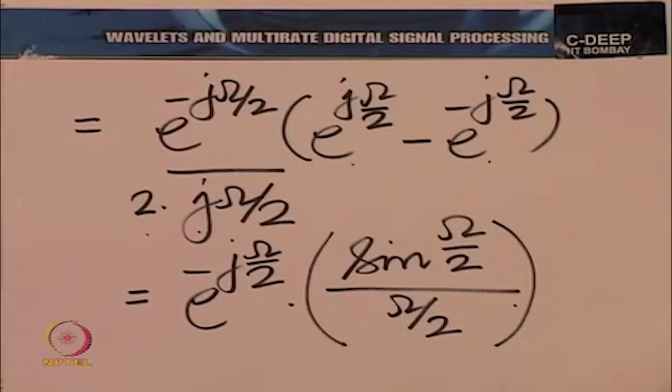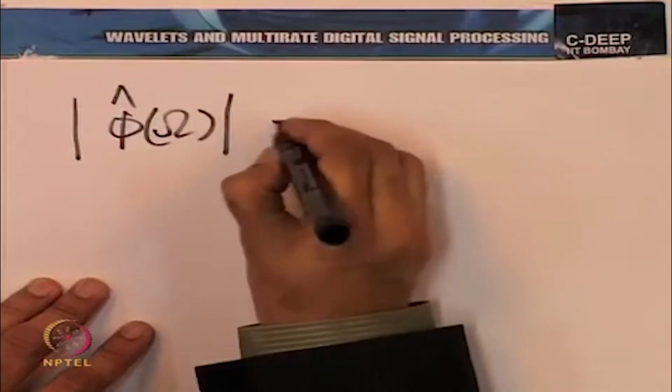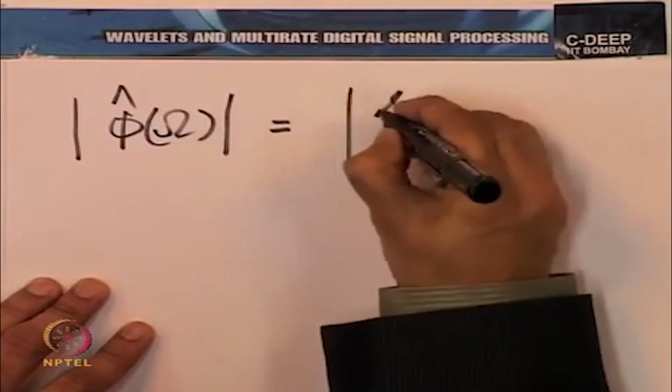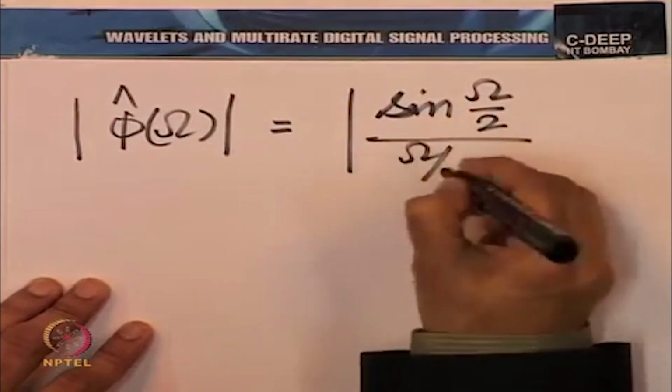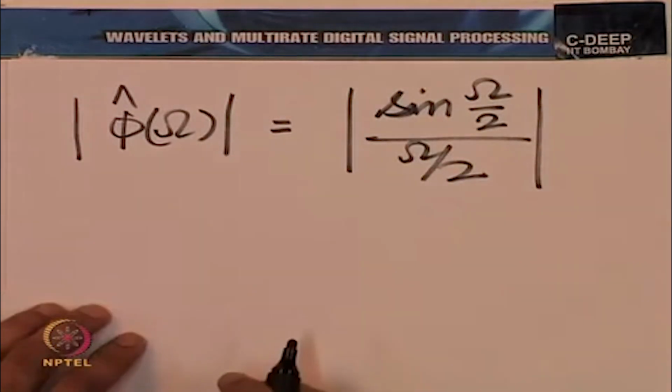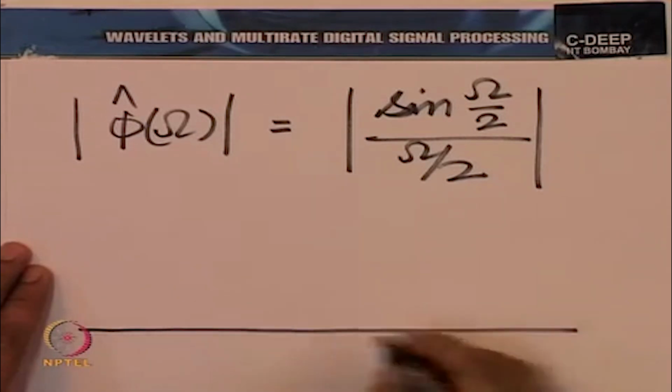Now, let us look at the magnitude of this Fourier transform. So, in fact, I could straight away sketch this. It is essentially the magnitude of sin omega by 2 by omega by 2. A sketch would look like this.